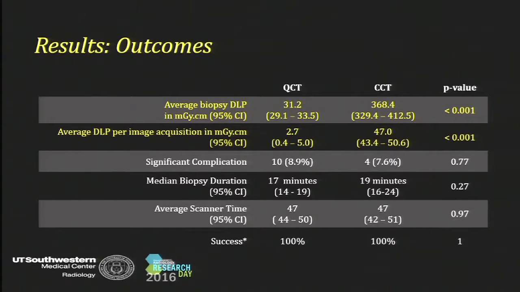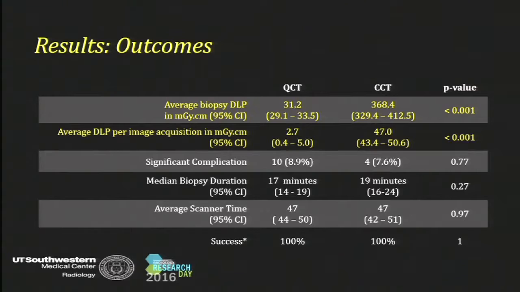These are the main outcomes. This is the average biopsy DLP in milligrams times centimeter, 31.2 on average for a patient in the QCT group. Compare that to 368 for the CCT group, a lot less. And average DLP per image acquisition in milligrams times centimeter: every time you adjust the needle, you only use 2.7. With CCT, you use 47, statistically significant. By the way, these results are adjusted based on the confounders using a propensity score, so we did account for the confounding factors. There is no difference in significant complication rates, median biopsy duration, average scanner time, or the success rate of the procedures.